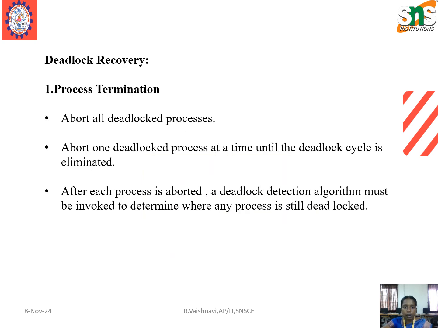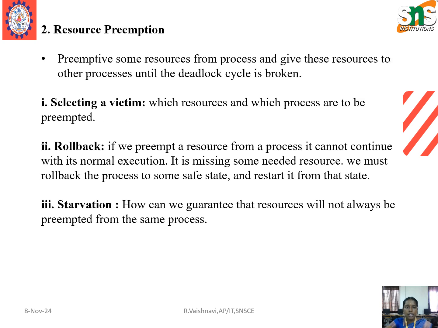Next one, deadlock recovery. First one, process termination. Abort all deadlocked processes, or abort one deadlocked process at a time until the deadlock cycle is eliminated. After each process is aborted, the deadlock detection algorithm must be invoked to determine whether any process is still deadlocked.